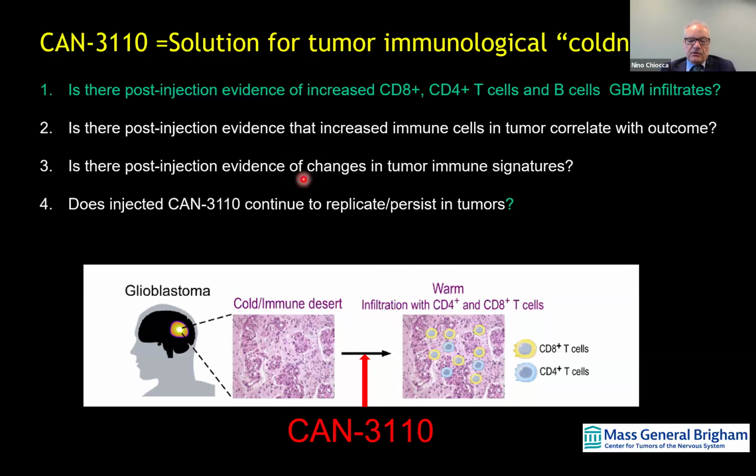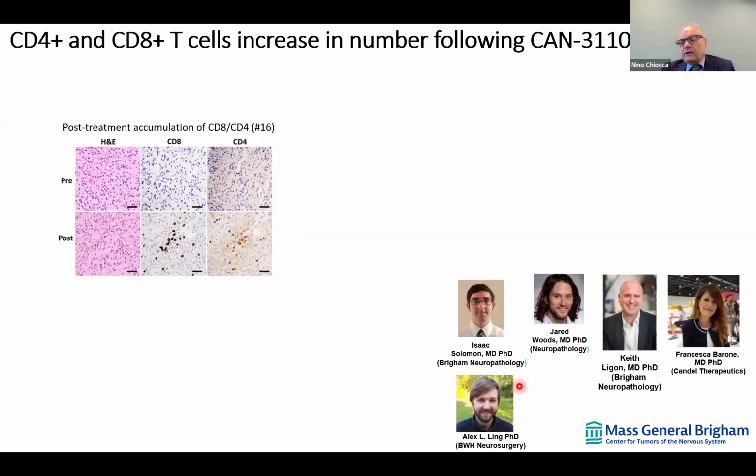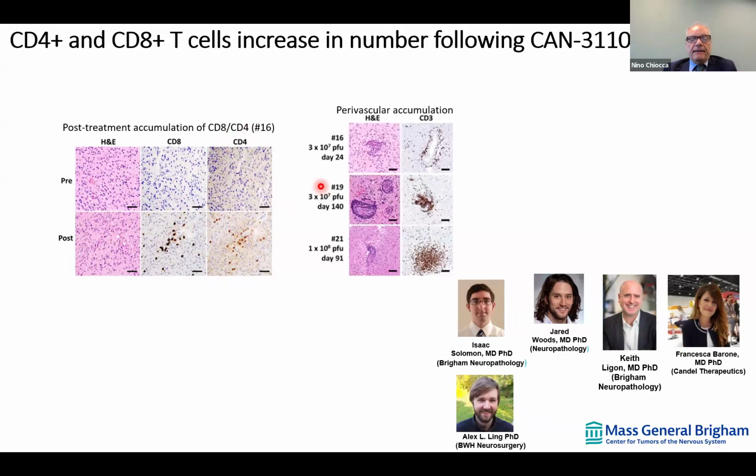And so, as shown here, we do this by immunohistochemistry, and this is really work by Isaac Solomon, Jared Woods, Keith Ligon, and also Francesca Barone and Alex Ling. So you can do this visually. This is one patient before injection, and immunohistochemically, we're looking at CD8 and CD4 cells. After injection, visually, you can see that there seem to be more CD8 and CD4 cells by immunohistochemistry.